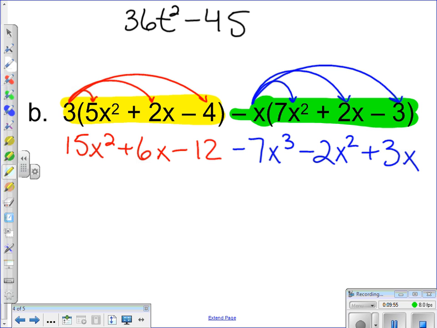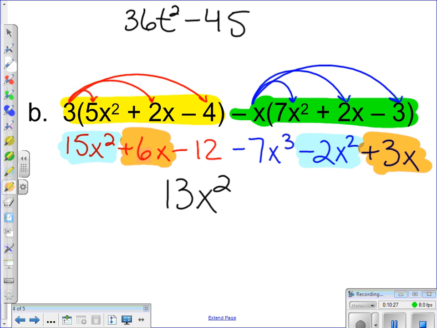Now we look for things that are common. Well, I noticed the 15x squared and the negative 2x squared. So what's 15 minus 2? Perfect. 13x squared. And anything else? 6x and 3x. Together they make 9x.